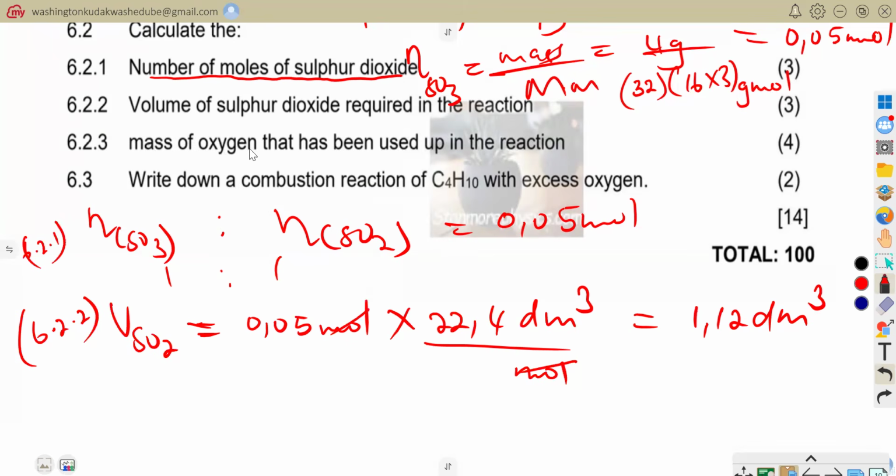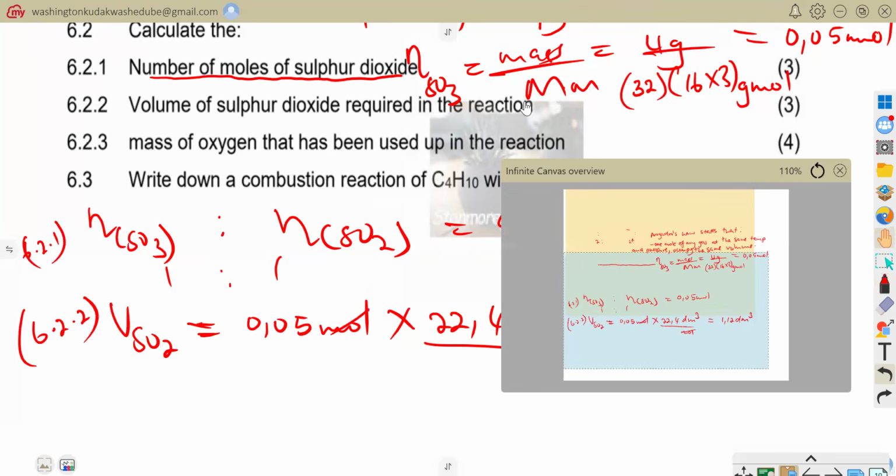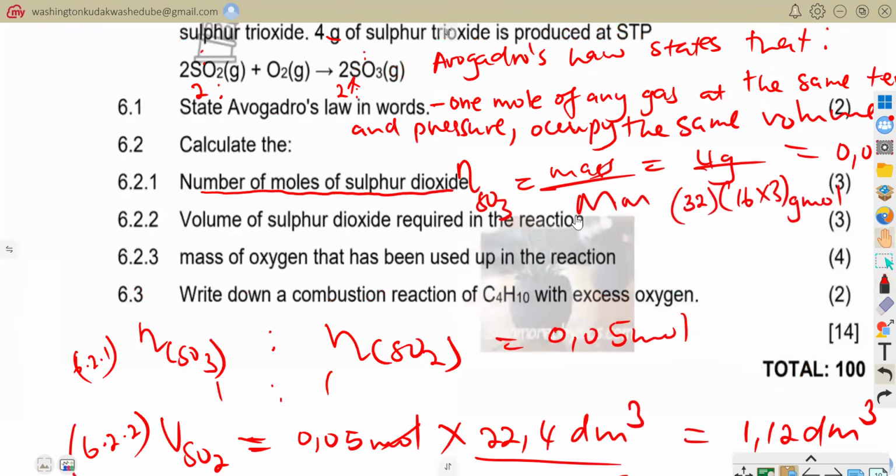And then what about the mass of oxygen that has been used up? Let's look at the reaction again and let's try to find the relationship of oxygen and sulfur trioxide. Let me just wrap things here.